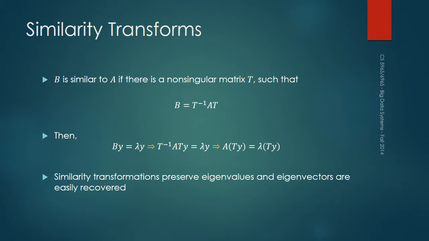Okay? Is everybody clear with this? The general idea behind it, I'm going to repeat again. Find a transformation, a similarity transform, so that we can get a matrix B which has special properties, which make it easy for us to get its eigenvalues and eigenvectors. And once we have the eigenvalues and the eigenvectors of B, we can easily get the eigenvectors of A as well. And the eigenvalues are the same.